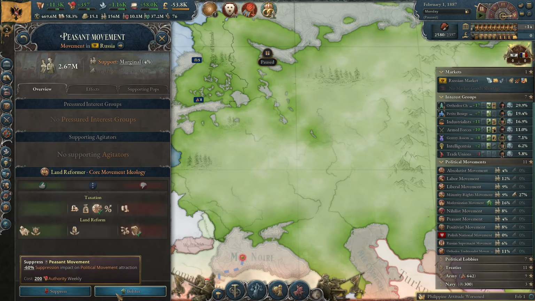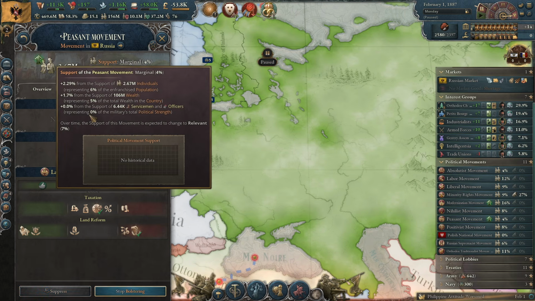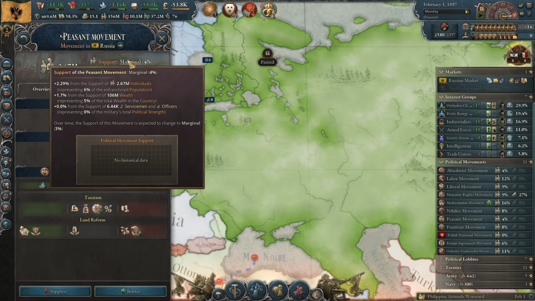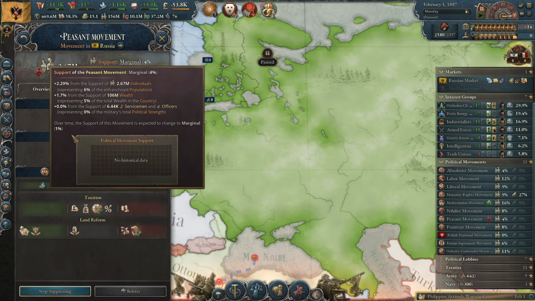And this is also where you can bolster and suppress movements. Bolstering the movement is self-explanatory. It will increase their attraction over time to a certain point. And pressured, obviously, is the opposite way. You can pressure them, try to get people to no longer be in the movement. And if a movement falls below the 2% threshold, usually there's a decent chance it will end up disappearing.